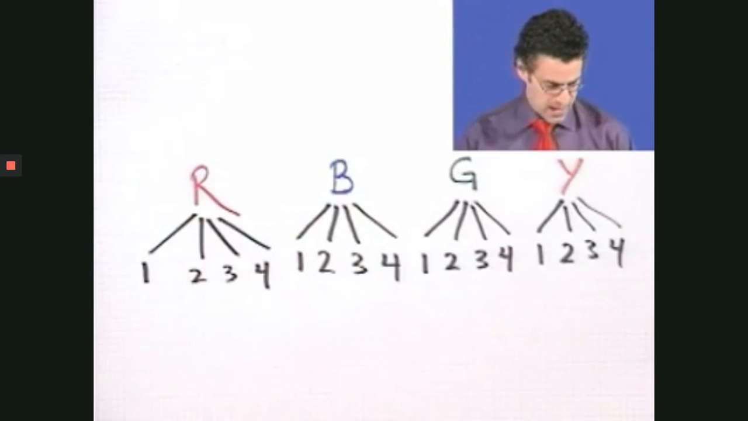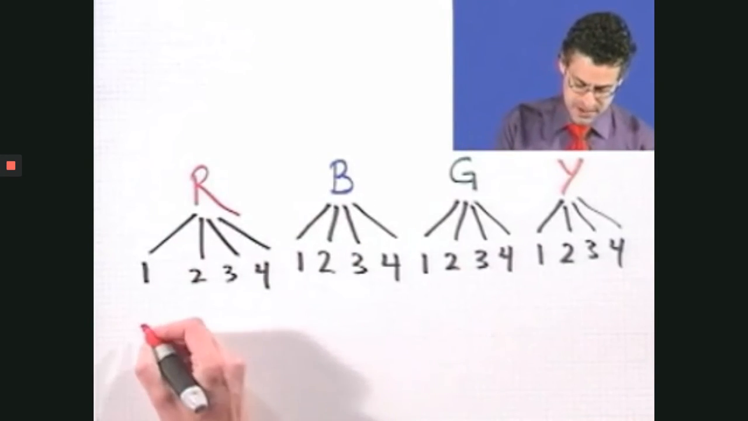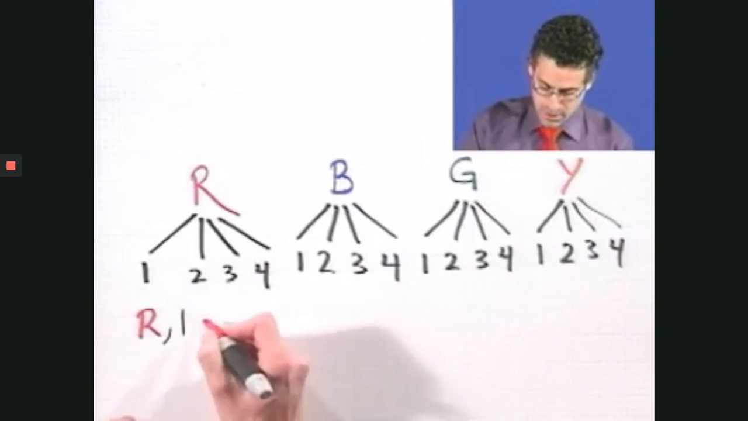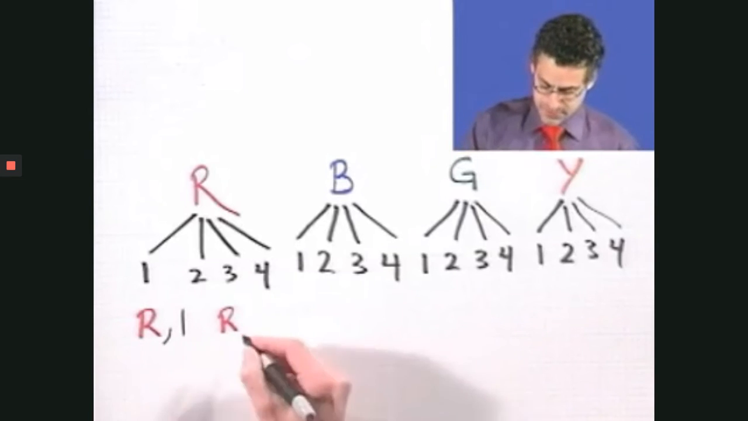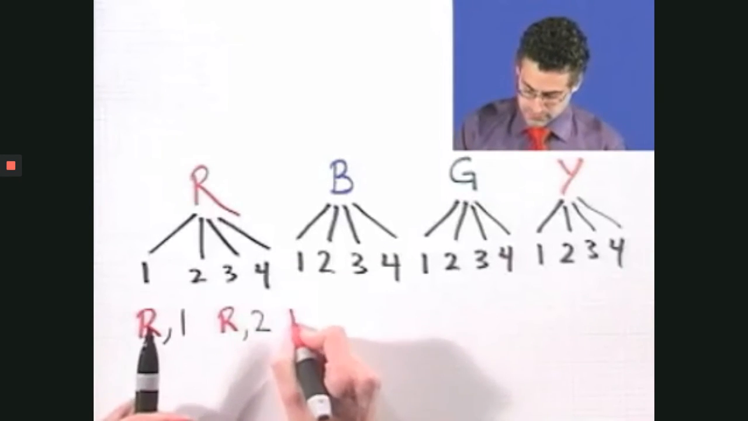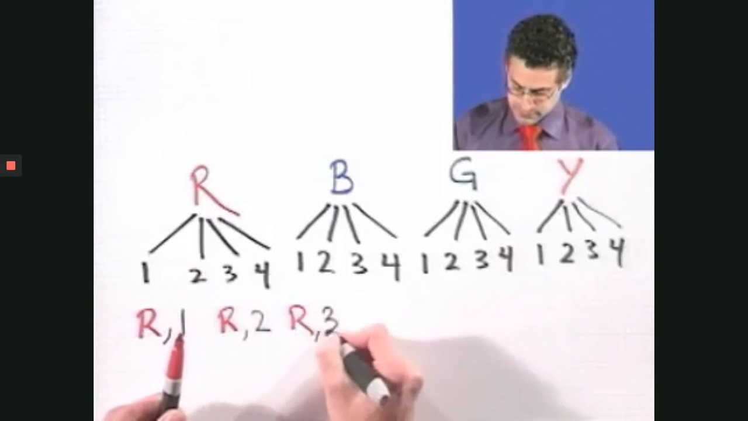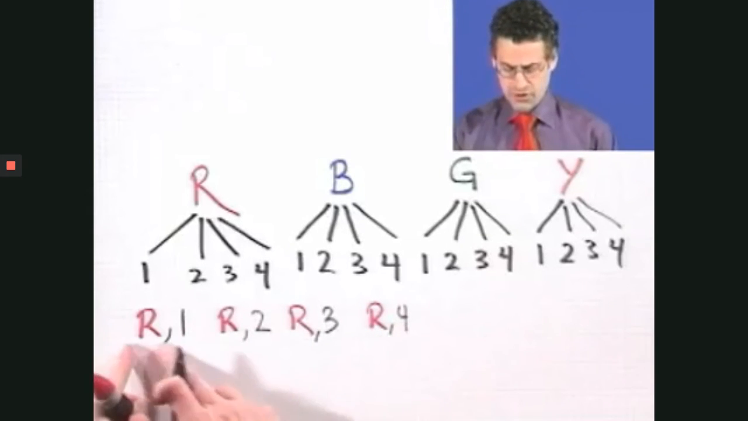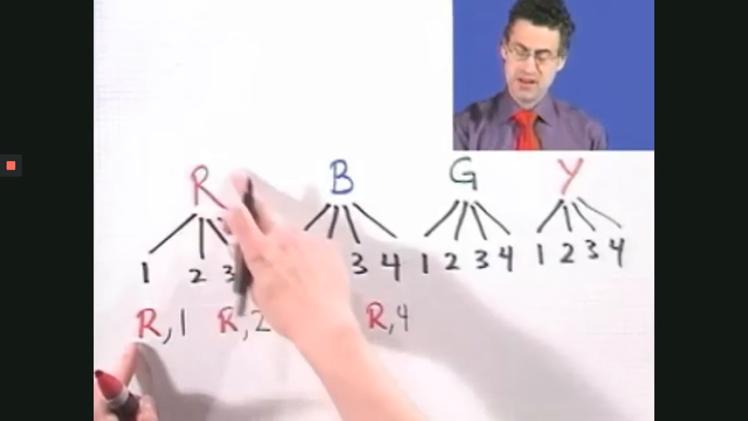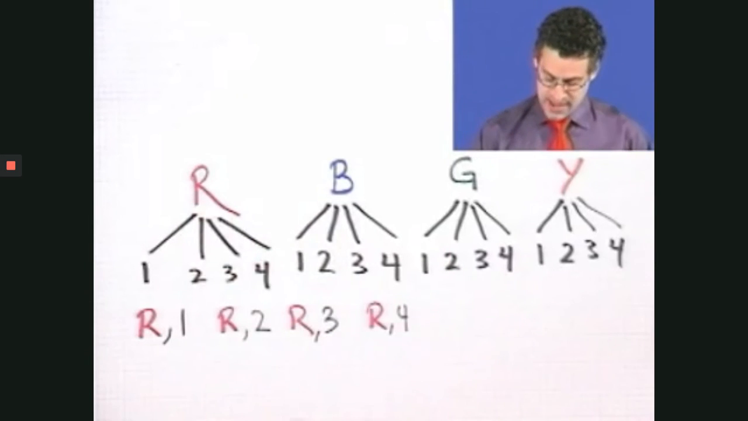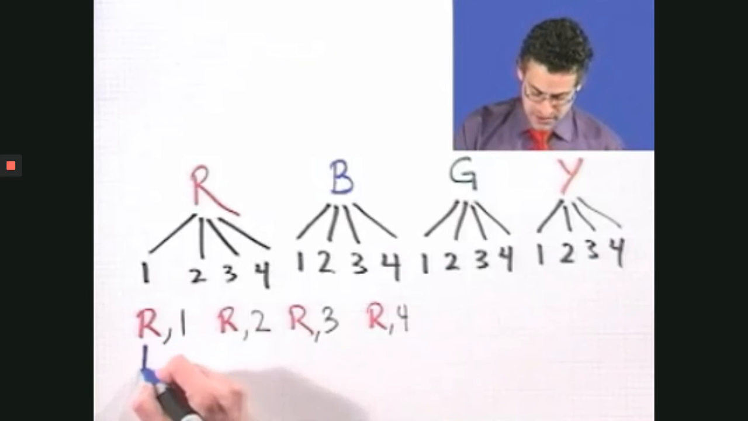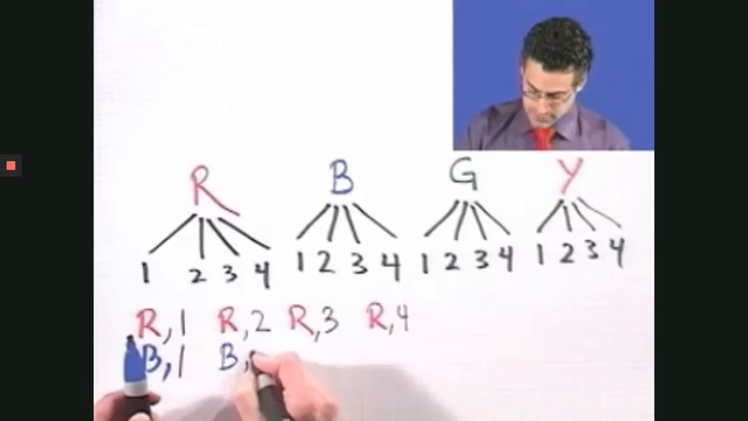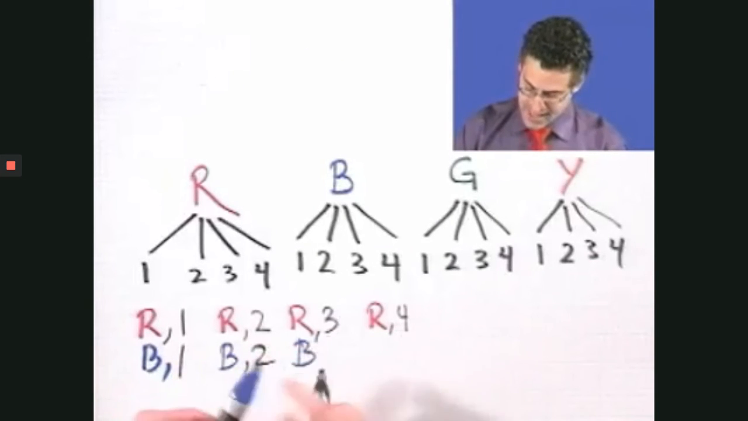And so if I listed them all, I would see the following. Here's my sample space. I'd have R, comma 1, R, comma 2, R, comma 3, R, comma 4. Those are all the four possibilities I could have if I start with an R. But I could have actually had a blue first. So then I have to list more possibilities. I could have blue and a 1, blue and a 2, blue and a 3.